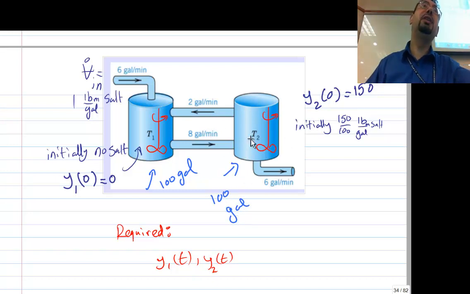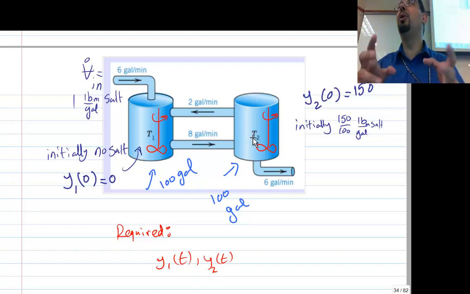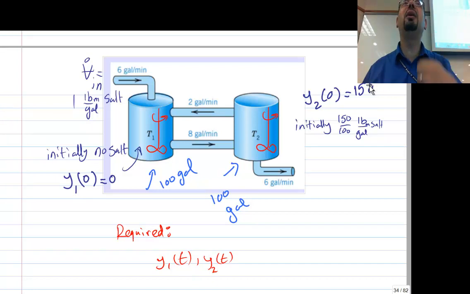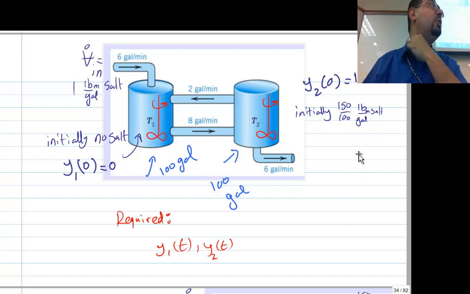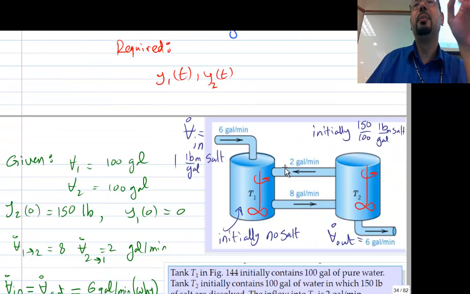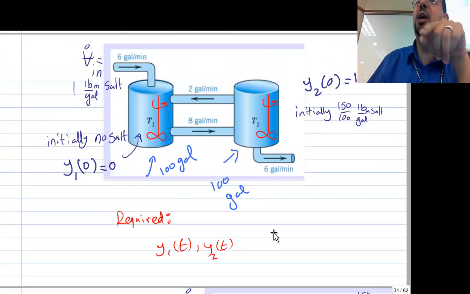Yeah, so you are right that it's 1 pound per gallon. But I asked about the y, and the whole point is that I want you to make sure that y is not the concentration, it's the mass of salt inside the tanks. That's why y2 of 0 is not 150 per 100. It's not 150 pounds per 100 gallons, it's simply 150. Okay? And what was your name? David, good job. So now what we want is y1 of t and y2 of t.